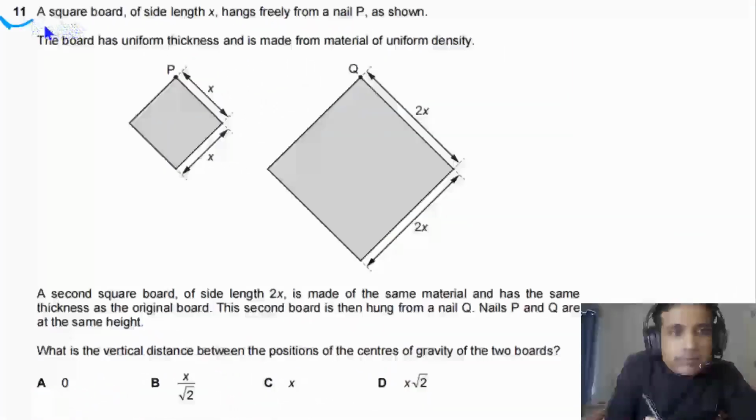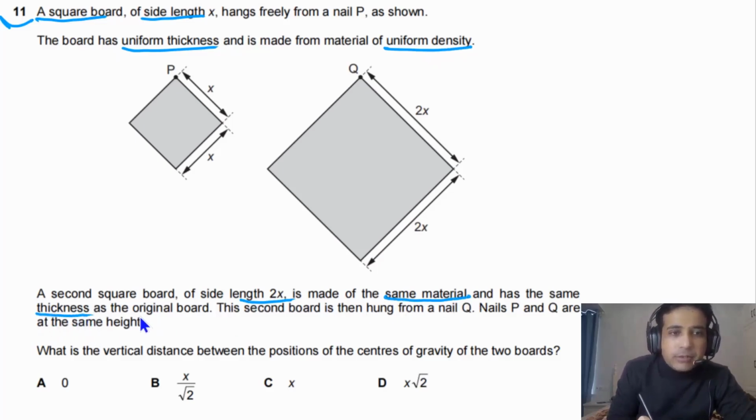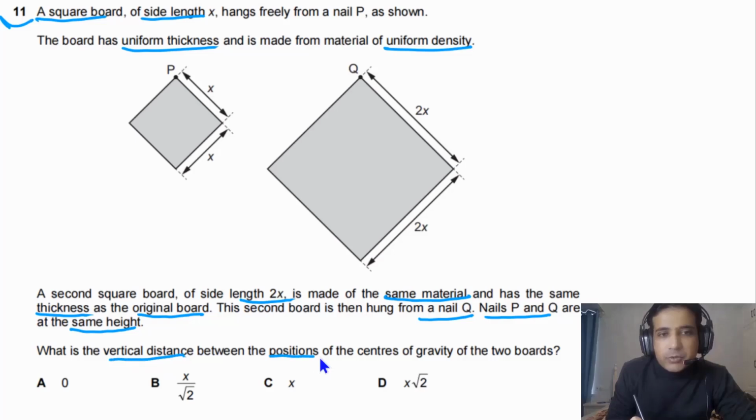For question number 11, it is given to us that a square board of side length x hangs freely from a nail P as shown in the figure. The board has uniform thickness and is made from material of uniform density. A second square board of side length 2x is made of the same material and has the same thickness as the original board. The second board is then hung from a nail Q. Nails P and Q are at the same height. We need to find the vertical distance between the positions of the centers of gravity of the two boards.